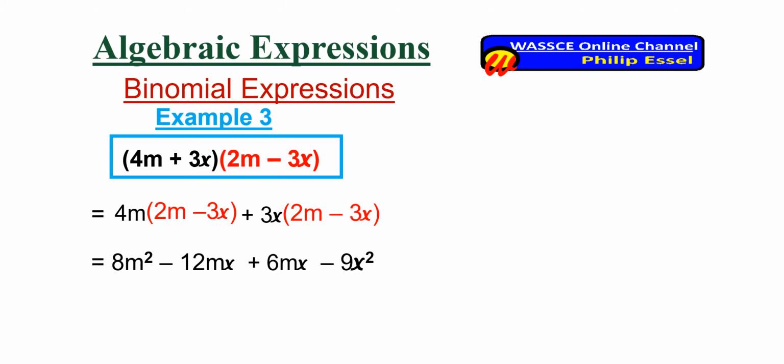At this point, we would group like terms. The like terms are negative 12mx plus 6mx. Negative 12mx plus 6mx would give us negative 6mx. Therefore, we would get the new expression 8m squared minus 6mx, then minus our 9x squared. So that would be our final answer.